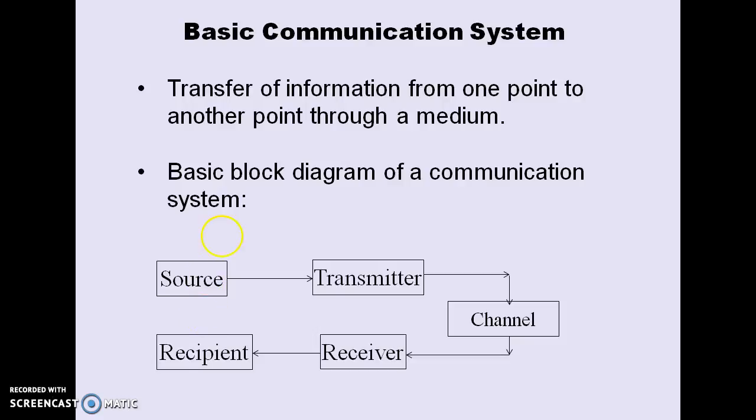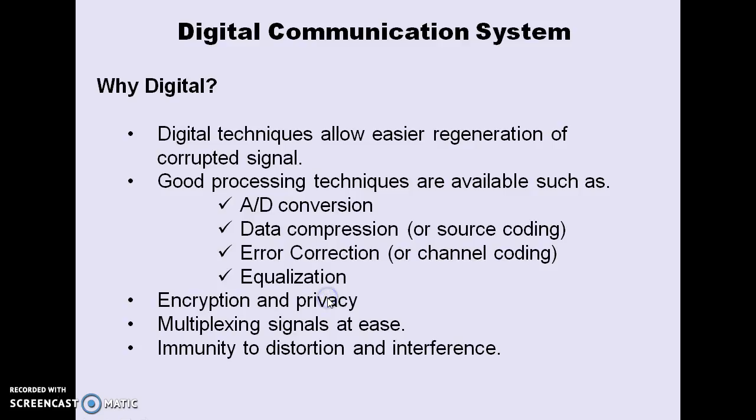What we need first is that the message from the source will be processed through a block called the transmitter, and that processed signal will be transmitted to the channel, that is a particular medium. The processed signal will be received by a receiver at the recipient end, and that receiver will again reprocess the signal to deliver the original message to the recipient. So this is the basic block diagram.